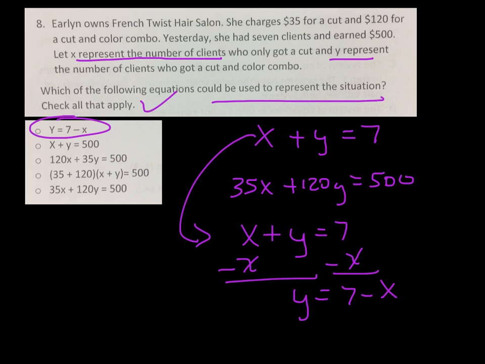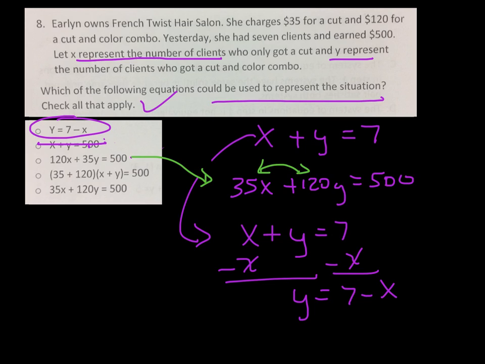Now, notice that the second one is x plus y equals 500. Well, we know that's not true because 35 times x plus 120y is equal to 500. So we can eliminate that one. Now, notice that this particular one, I'm going to erase that line right there. Okay. Now, look at this one. This is the exact same equation as this one, except these two are switched around.